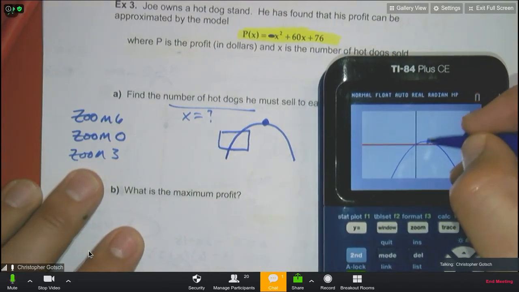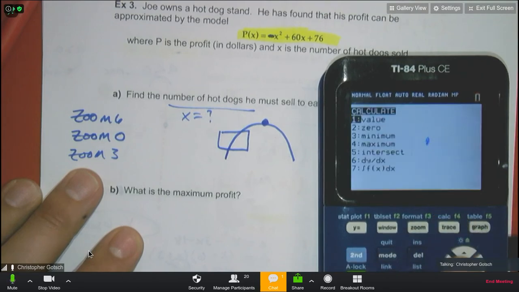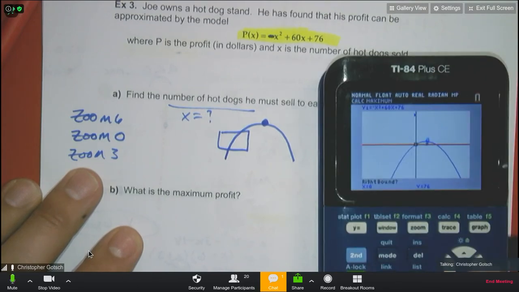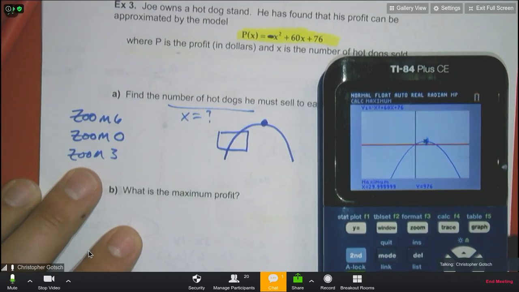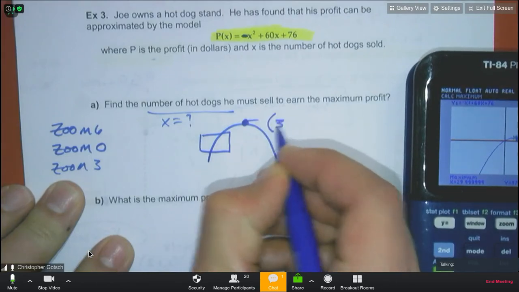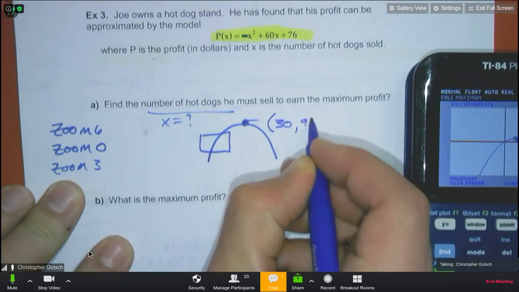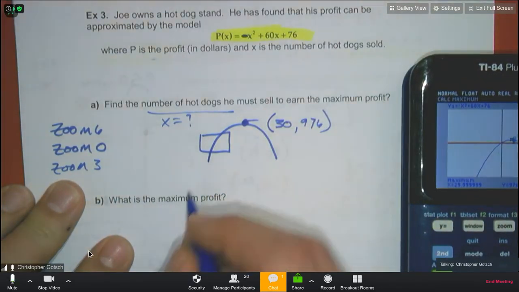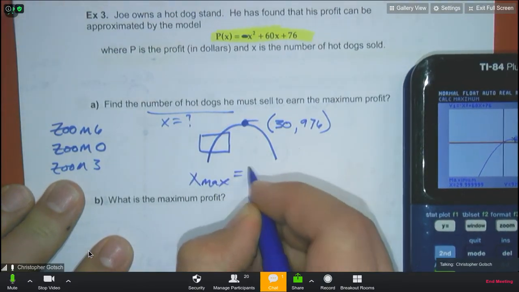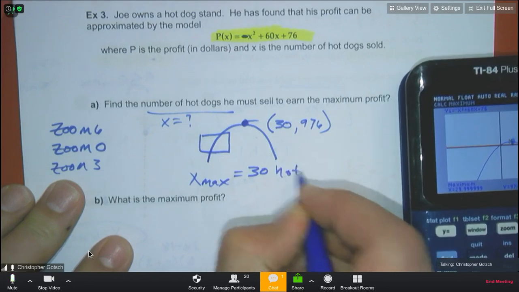So let's find that maximum. That max is right there. Second trace, max, left bound, press enter. Right bound, move to the right, press enter, guess, press enter. And again, round that number: 29.9999 is 30. And then I had 976. So max hot dogs was 30 hot dogs.